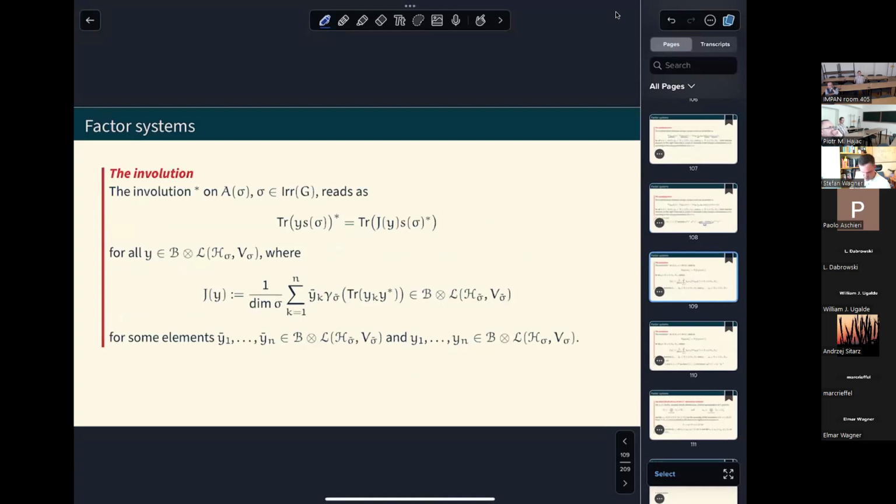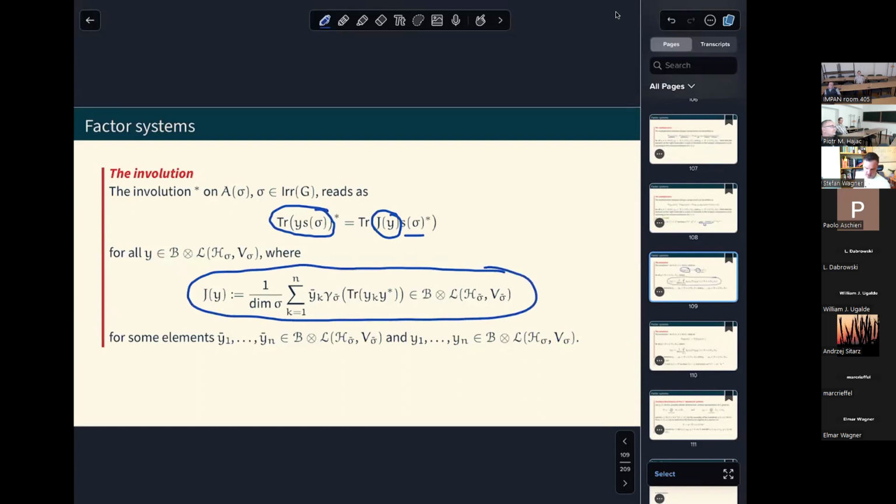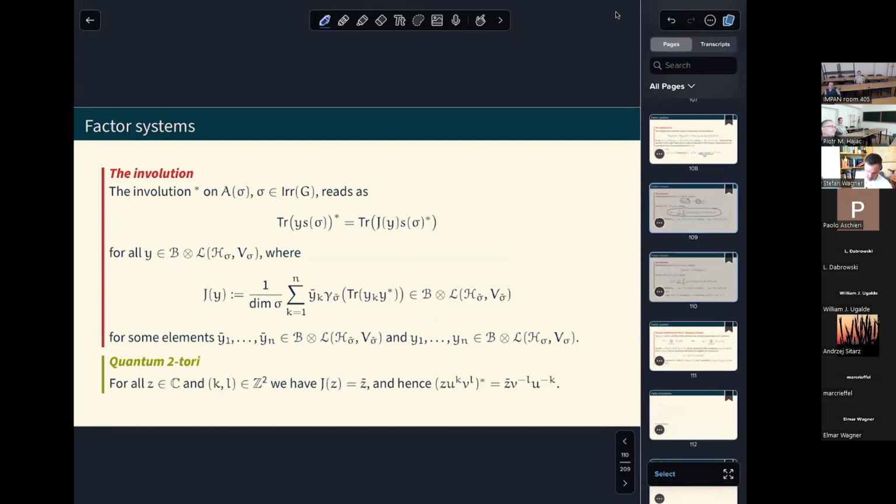The involution is a bit more tricky. Let me just say how you involute an element in the isotopic component. Well, you get something that has the star of the isometry here. And then you have this map gamma, j of y. And you have this formula here, how j looks like. These are a couple of things that also come from this identification between unitary tensor functors and C-star dynamical systems. So this is a little more technical. In the quantum torus case, this j is just a conjugation here.